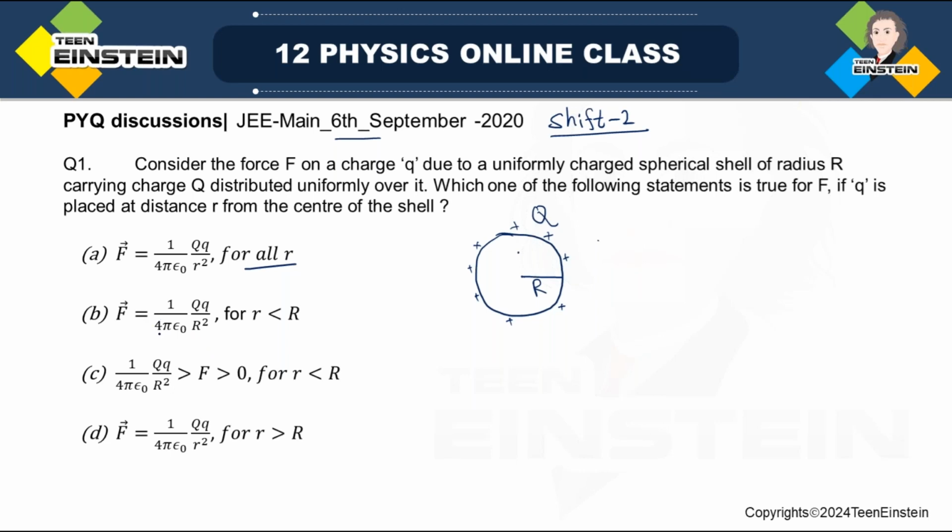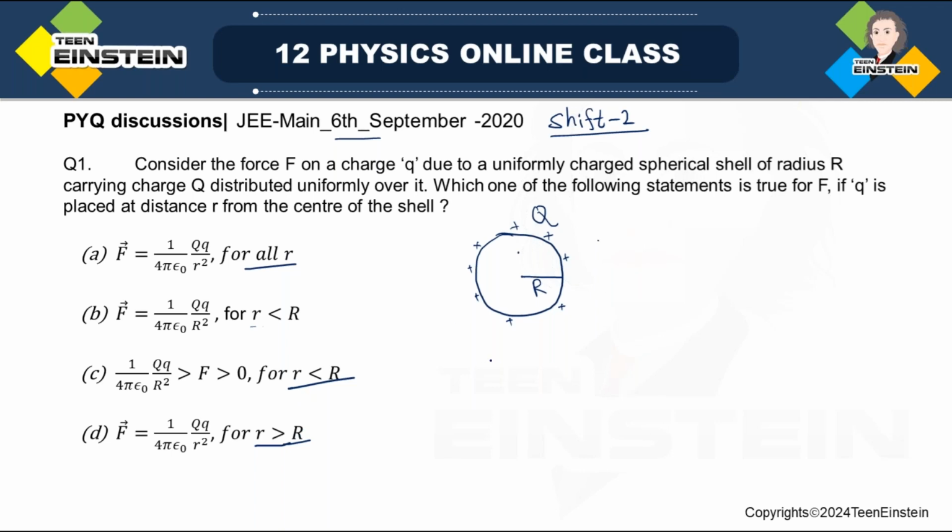Now the second option says the force will be capital Q small q divided by 4 pi epsilon naught capital R square if it is inside, so if r is less than capital R, that means inside, the force is capital Q small q by 4 pi epsilon naught capital R square. Then the third option says the force is less than Qq by 4 pi epsilon naught capital R square and greater than 0 for r less than R, that means inside. The last option says the force is capital Q small q divided by 4 pi epsilon naught r square when r is outside the spherical shell.